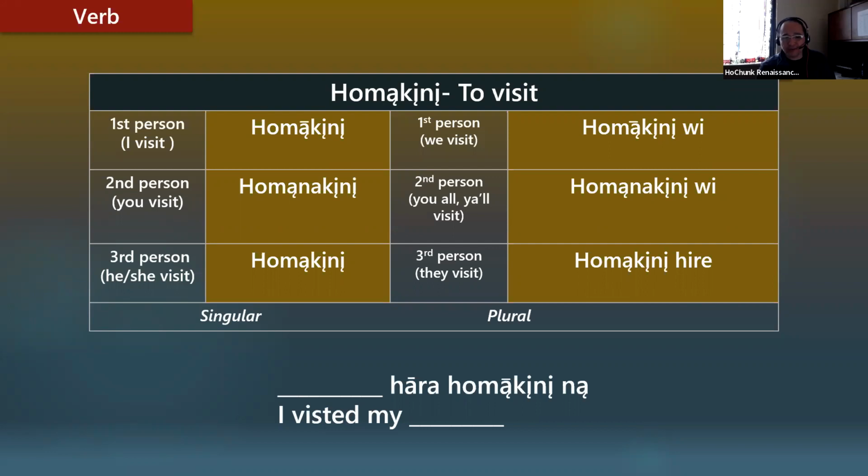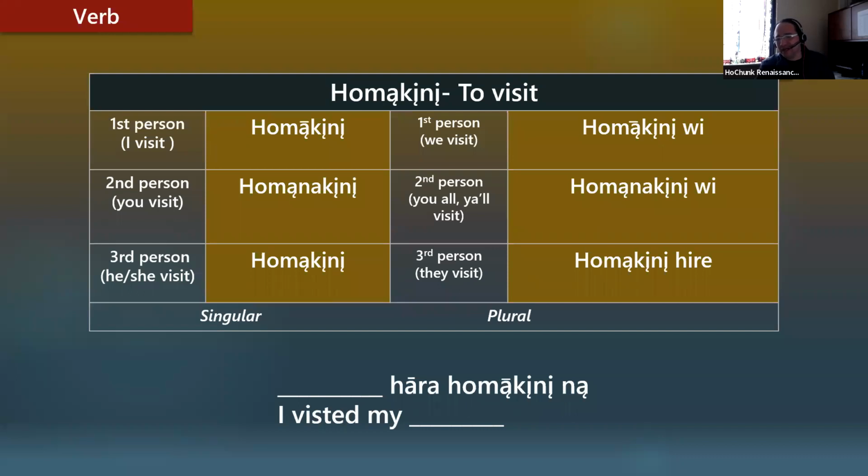Now let's keep going. We'll have haga rave. How would you say he visited my nephew? He visited my nephew. Ichushke hara homakinina. Correct. Yep. He visited, and that could mean he, she, or it. I don't know, whatever it would be, but he or she visited my nephew.